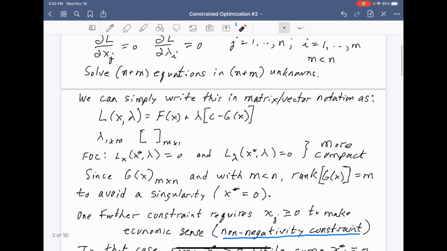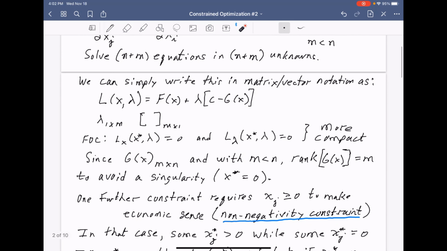The first order conditions we can write as the partial of L with respect to x, evaluated at x star and lambda, where recall x star is our optimal solution, is equal to 0, and the same thing with the partial of L with respect to lambda is equal to 0. So this is written more compactly.